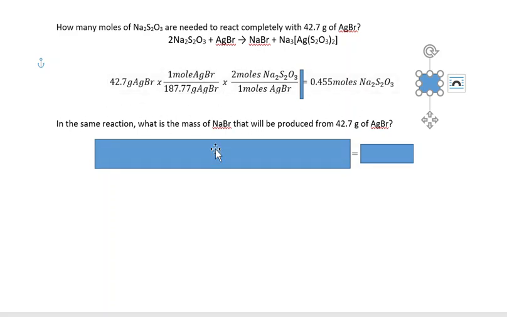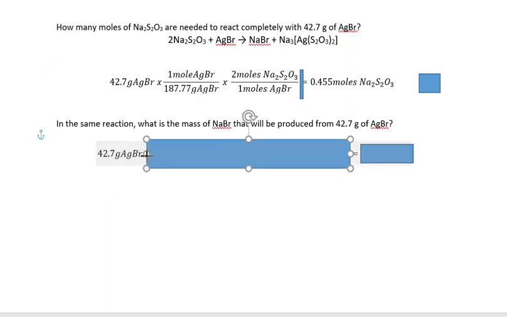Now in that same reaction, let's do one more problem and then we'll move on to our next objective. We want to know what the mass of sodium bromide is that will be produced from 42.7 grams of silver bromide. So what are we given and what do we want? This is what we're given, 42.7 grams of silver bromide. So write that over here on this side. And then off over here, our target where we're going is mass. So that'll be grams of sodium bromide. So write grams of sodium bromide over there. And that's what we have here. And this is what we're going to have over here.